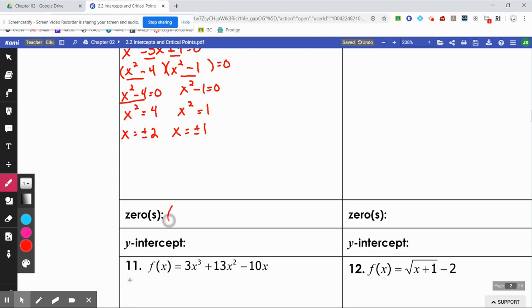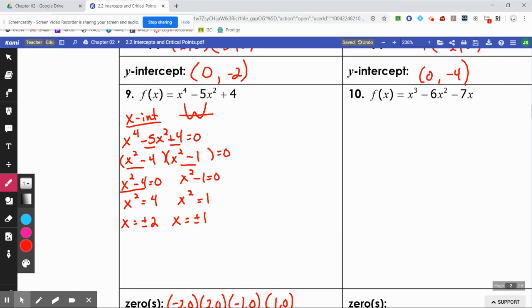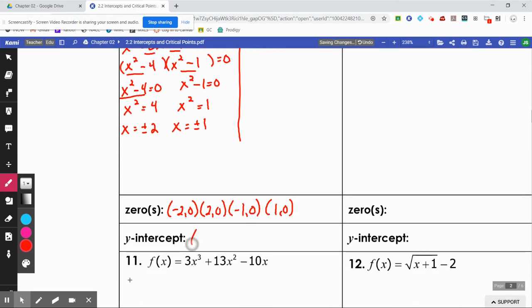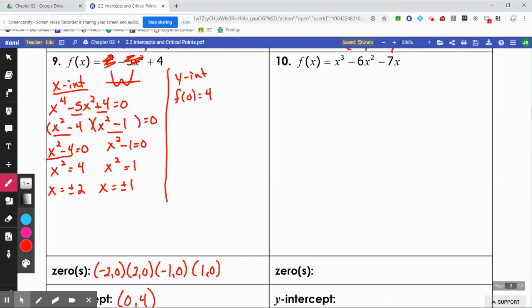So your zeros are going to be (-2, 0), (2, 0), (-1, 0), and (1, 0). Your y-intercept, super easy. To find your y-intercept, again, you're going to plug in 0 for x, which means this goes to 0, this goes to 0, and you're left with just the positive 4. So your y-intercept, when you plugged in 0 for x, gave you 4. So that's where it's going to cross the y-axis.